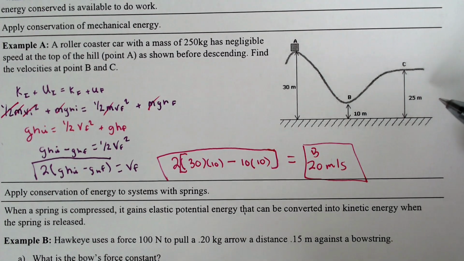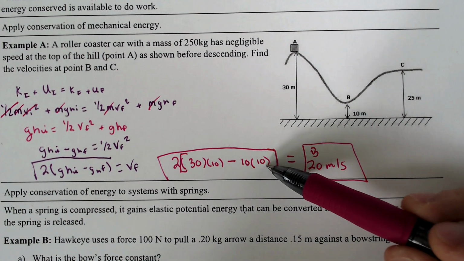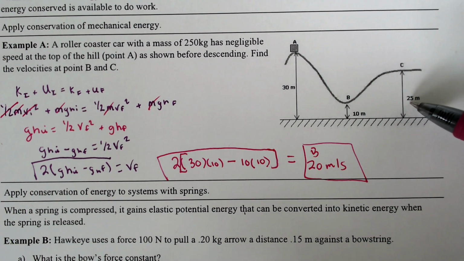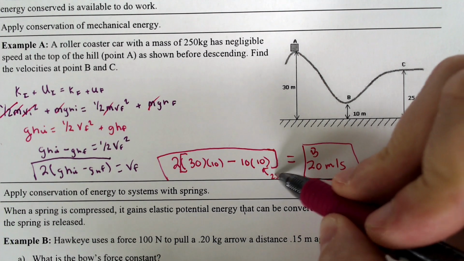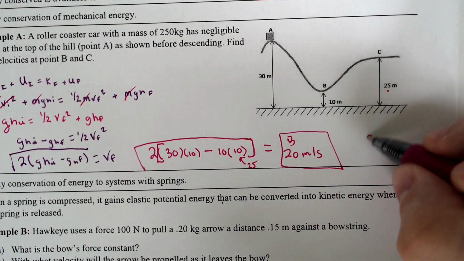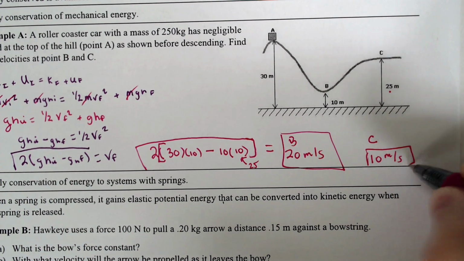The only difference between point B and point C is that instead of plugging in 10 for your final height, you would plug in 25 for your final height. And if you replace this 10 with a 25, you would end up with point C having a speed of 10 meters per second.